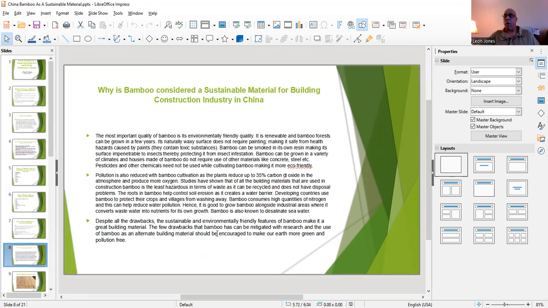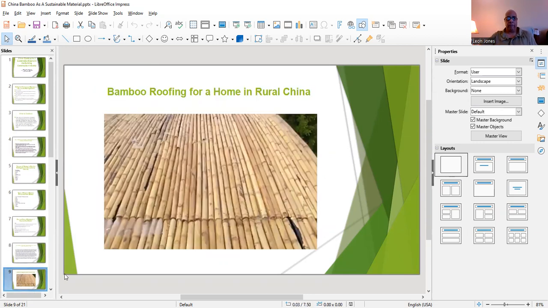Now that I have all of that out of the way, I want to show you some bamboo building structures. What you have here is a bamboo roof for a home in rural China. Now, I say that because when you get out to the rural areas, they're poorer. So they don't have access or the resources to purchase material like wood and concrete. So they have to look at the land and find the best resource to build their homes. And this is a roof made of bamboo.